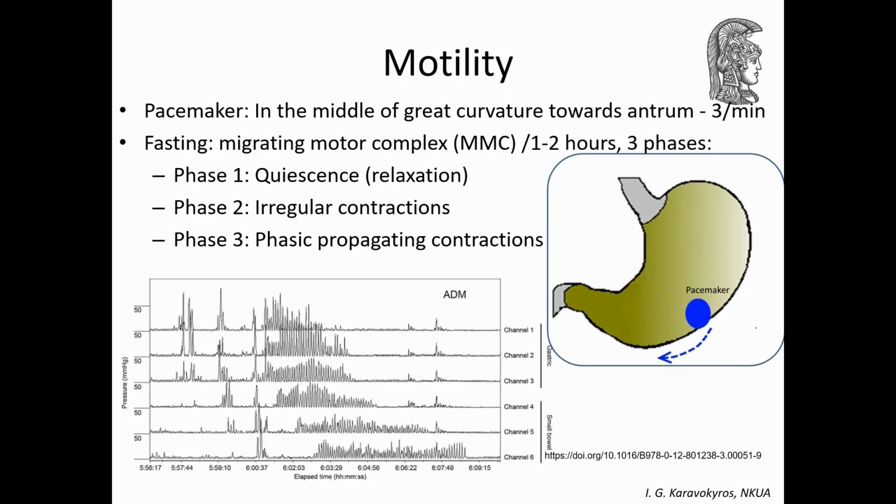Each cycle begins with quiescence as phase 1. In phase 2, there are irregular wall contractions. The cycle ends with the 3rd phase, which is a burst of phasic propagating contractions. This cycle serves as the stomach's housekeeper.